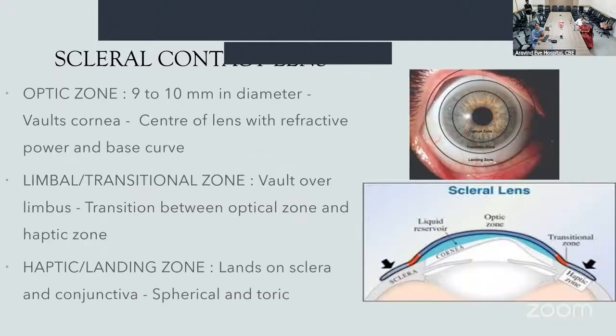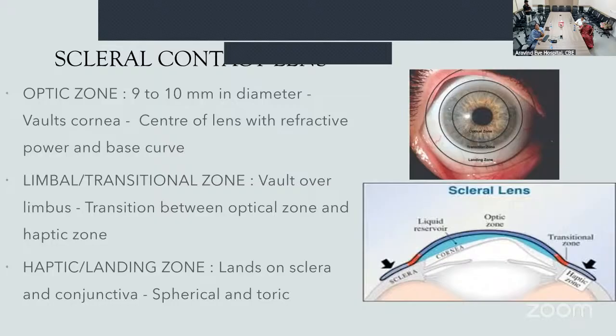There are three parts in the scleral contact lenses. You have an optic zone in the center, which is around 9 to 10 mm in diameter, and it contains the refractive power as well as the base curve. And then the limbal transition zone comes. This vaults over the limbus. It forms the transition between the optic zone and the haptic zone. And finally, the landing zone, which lands on the sclera and conjunctiva. This edge also has customizing choices of either a spherical edge or a toric edge.